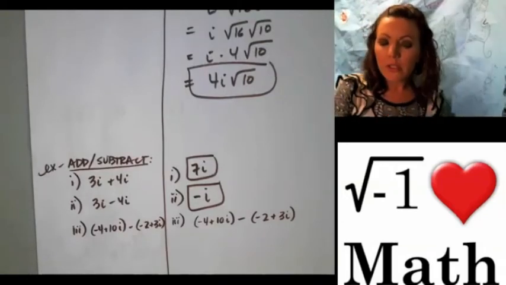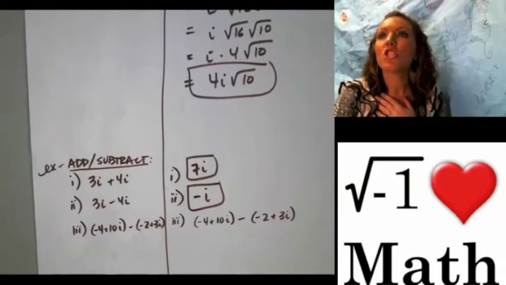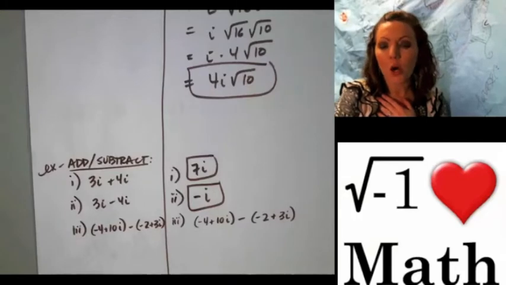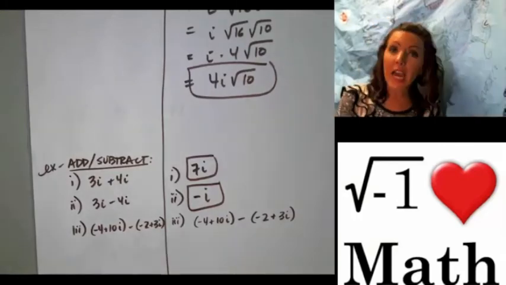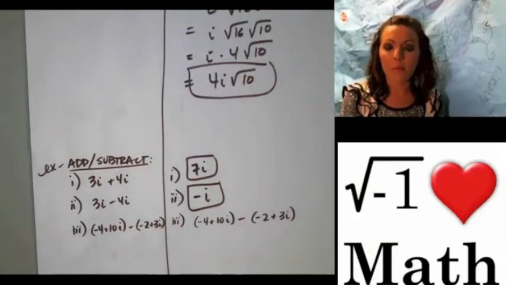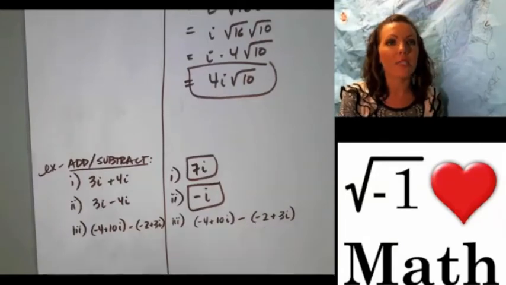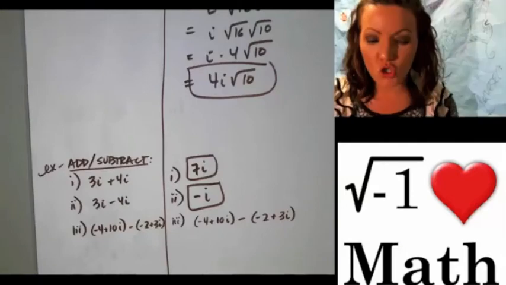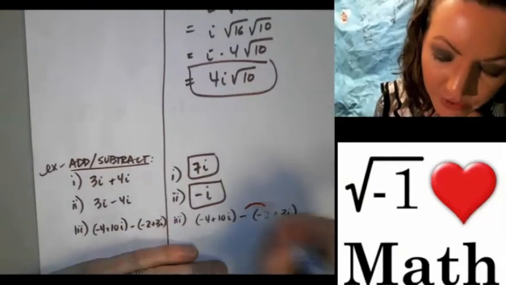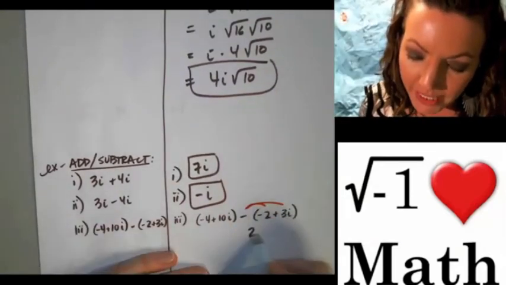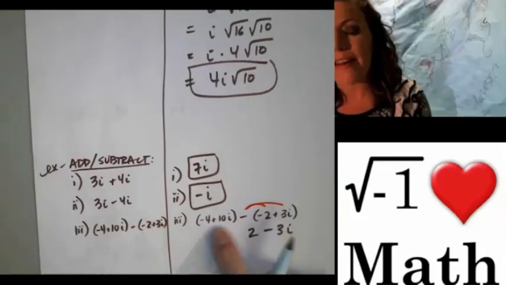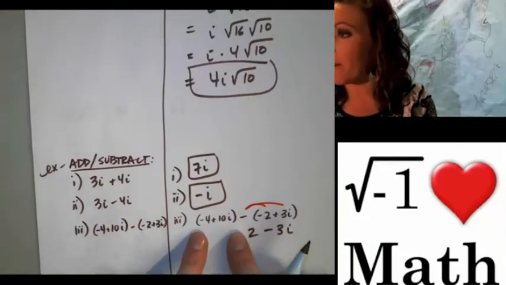Last one of this type is just combining like terms. So we could collect all the i's together and collect all the non-i's together. But before we do that, we have to get rid of some parentheses. So how do I do that? Good, we distribute. Distribute this negative to get 2 minus 3i. Does this set of parentheses serve any purpose right now? No, so I can just get rid of it.